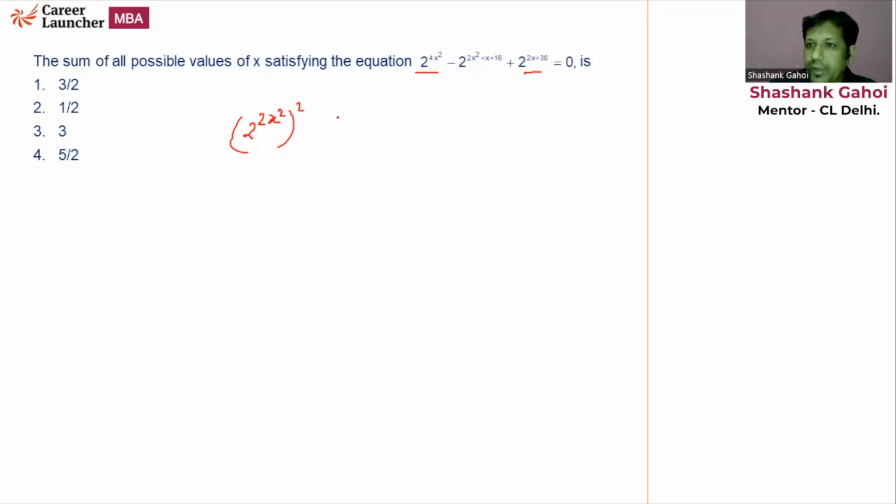So I'm going to make it in the form of a minus b whole square or a plus b whole square. Now minus 2ab means 2 into 2 power x square. Now that is this into 2 power x plus 15. Because it is 16, I have broken 16 into 15 plus 1. That one I have taken here.